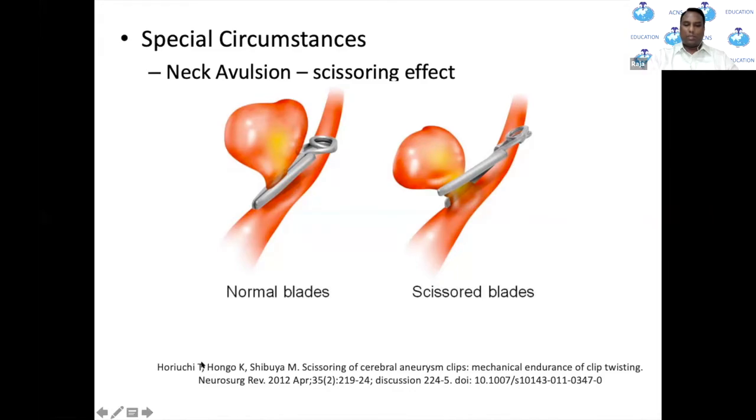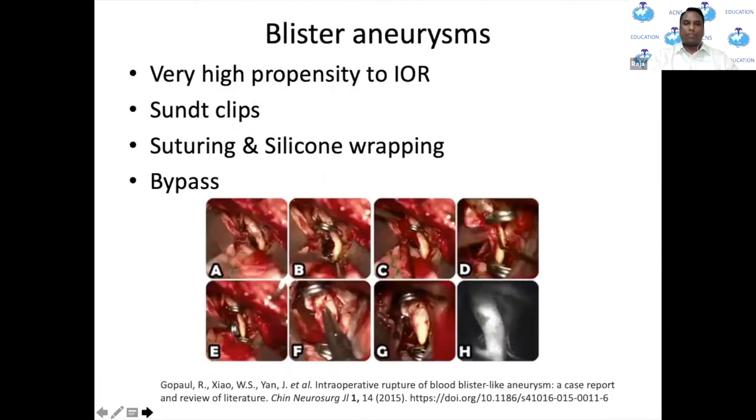And from Shinshu University, Japan, they have analyzed why this happens in their lab, and they have come to the conclusion that if you do not use the entire length of the clip blades and only apply the tips of the blade, along with the rotational forces, it cuts across the aneurysm, and this is what causes the scissoring effect.